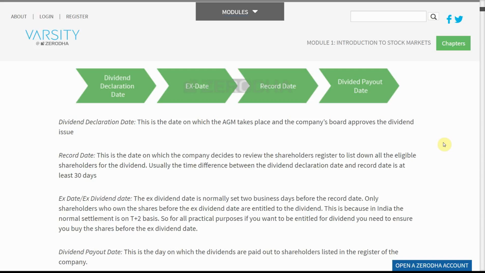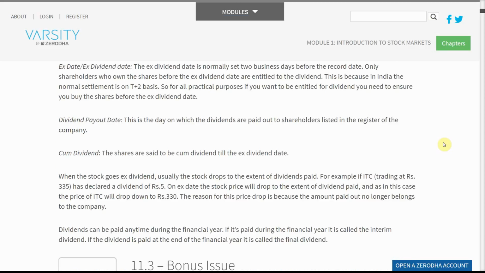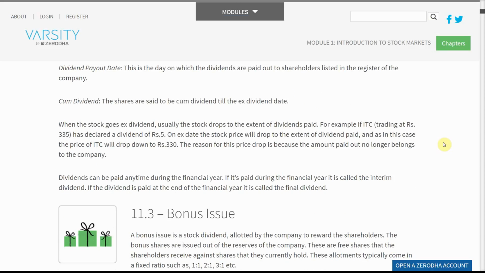Only shareholders who own the shares before the ex-dividend date are entitled to the dividend. This is because in India the normal settlement is on T+2 basis. So for all practical purposes, if you want to be entitled to the dividend, you need to ensure you buy the shares before the ex-dividend date. Dividend payout date. This is the day on which the dividends are paid out to shareholders listed in the register of the company.